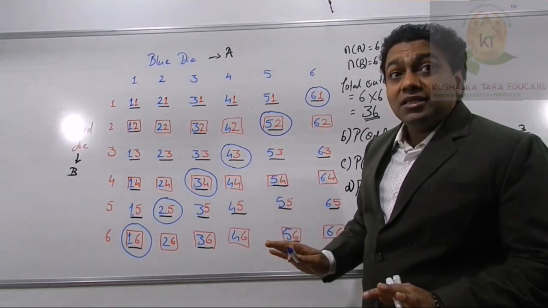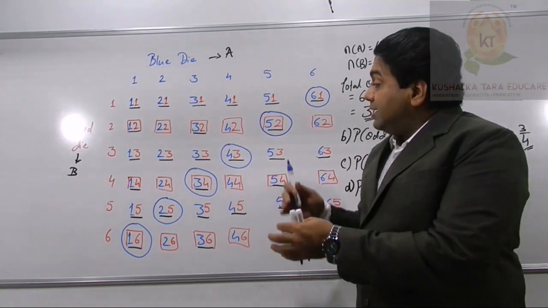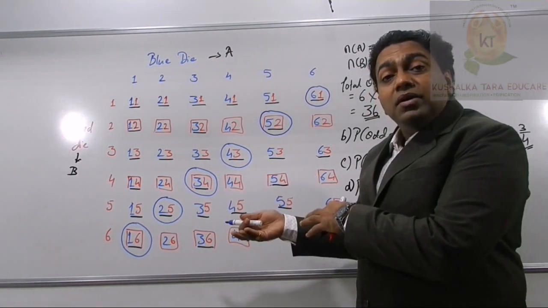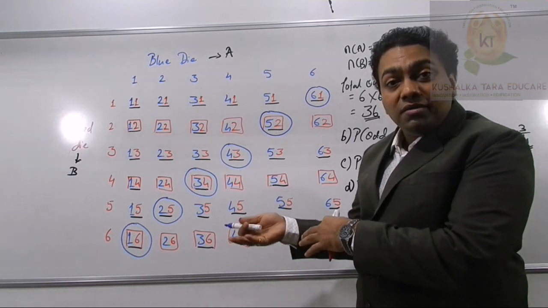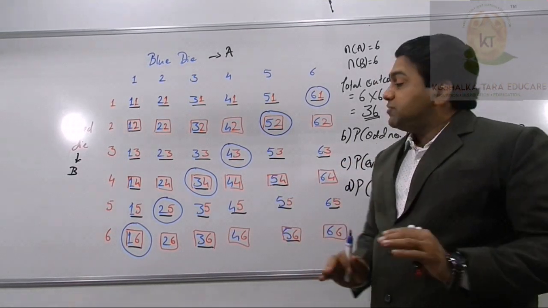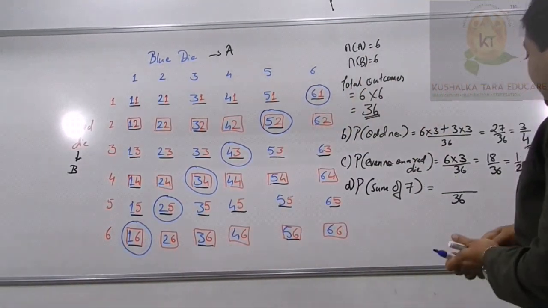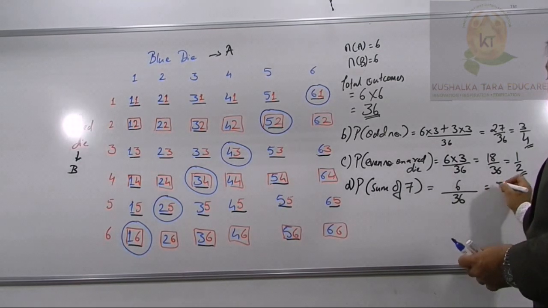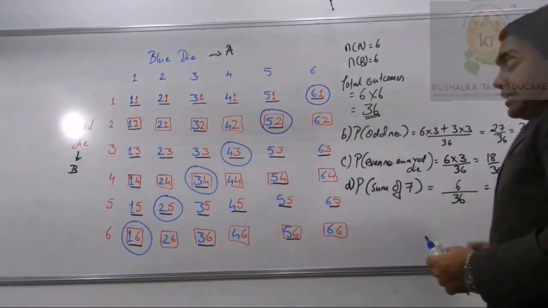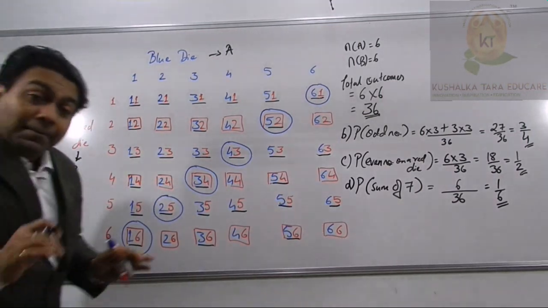Now, while obtaining the sum of 7, they have not given us any other restriction, such as an even number on the red die or an odd number on the red die, and a sum of 7. They have simply said sum of 7. So we are going to consider all these options. So there are 6 occurrences in all, and 6 over 36 gives me 1 by 6 as the probability of a sum of 7. Right?